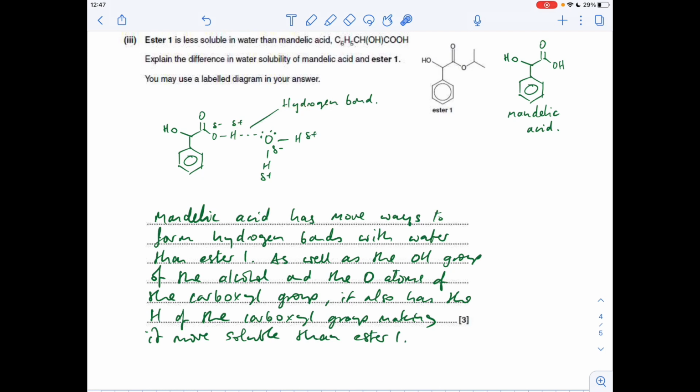So in terms of what I'm going to write, I'm just saying something like this. Mandelic acid has more ways to form hydrogen bonds with water than ester 1, as well as the OH group of the alcohol and the O atoms of the carboxyl group. It also has the hydrogen of the carboxyl group, making it more soluble than ester 1.